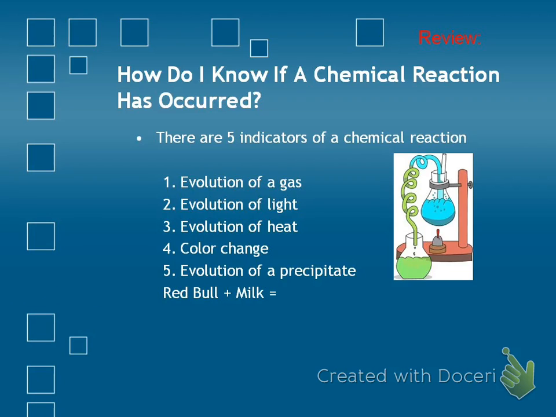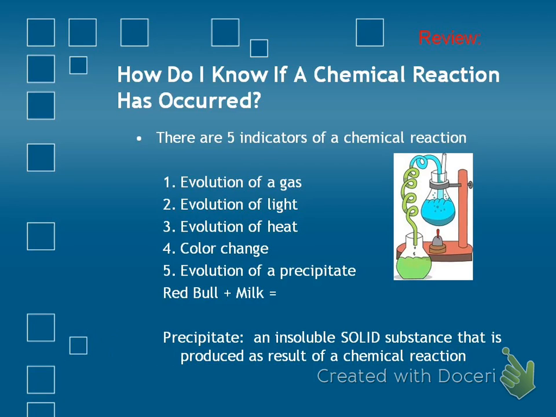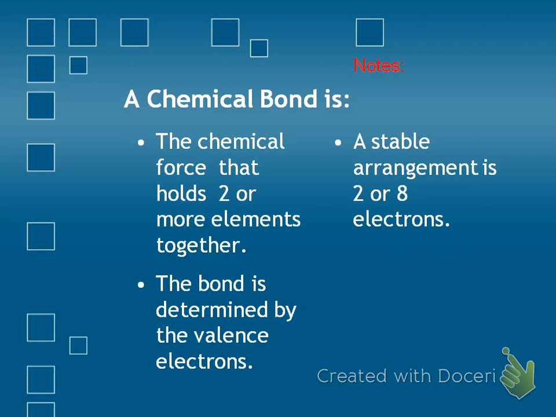We're not going to do the Red Bull in the milk this year because it just does not turn out very well. But a precipitate is an insoluble solid, that means it doesn't dissolve in something else, that is produced as the result of a chemical reaction. Now, let's go back to our notes.